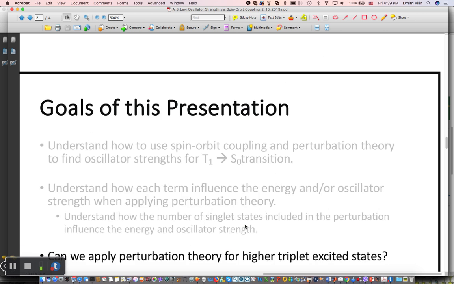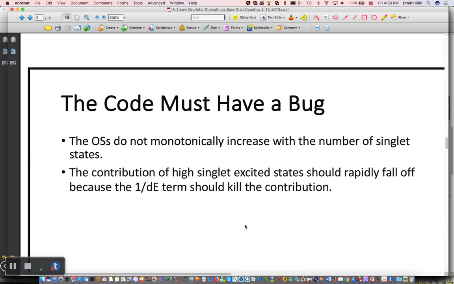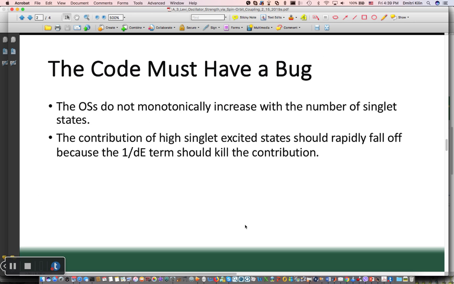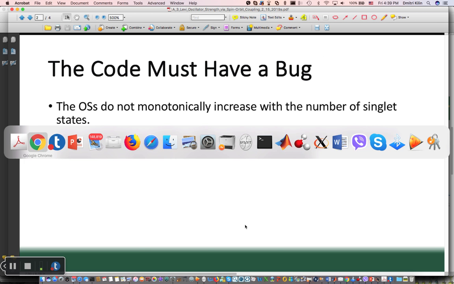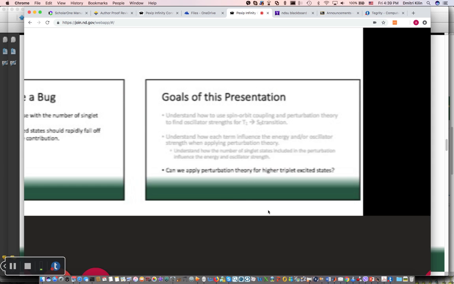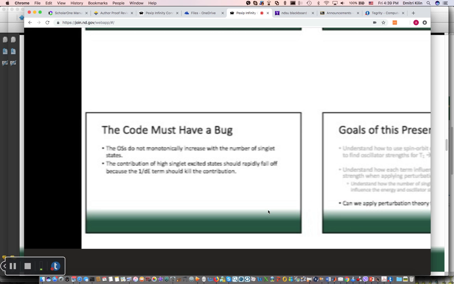Granted, through our knowledge of mathematics, we know that the contribution for higher excited states should rapidly fall off because the energy difference is getting bigger. So 1 over the energy difference should kill the contribution. Hopefully, when I go through the code again and find the bug, we'll get a nice monotonic result.